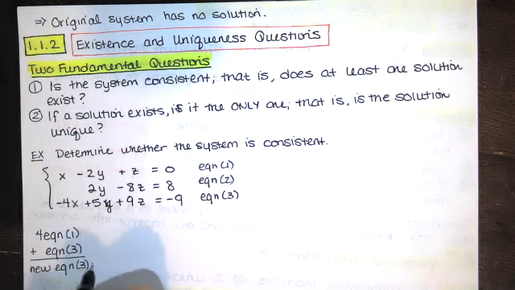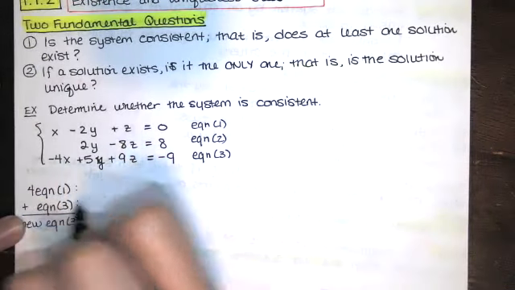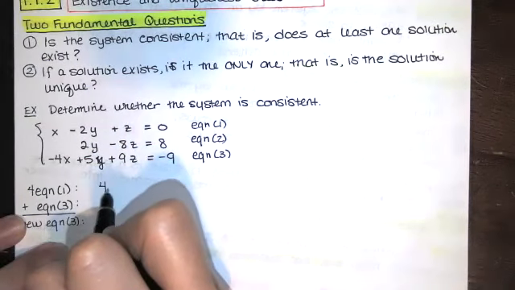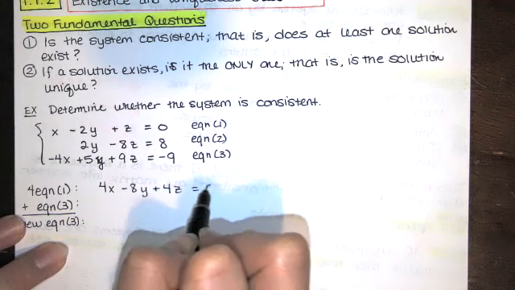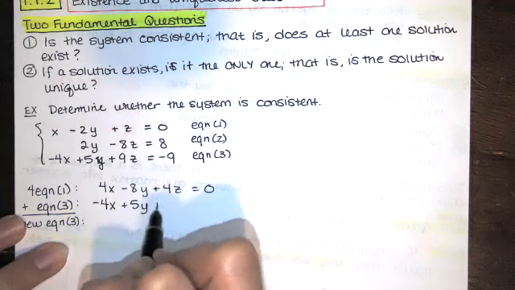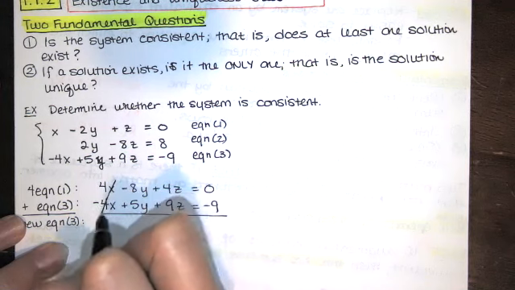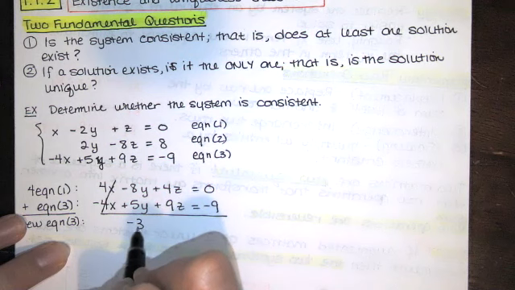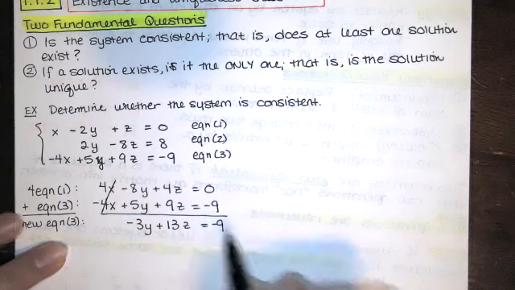And we'll have an equivalent system. So let's write all of that down. 4 times this equation gives me 4x minus 8y plus 4z equals 0. And then I'm just writing down equation 3 as is. When I add those together, the x's reduce, and I just have negative 3y plus 13z equals negative 9.